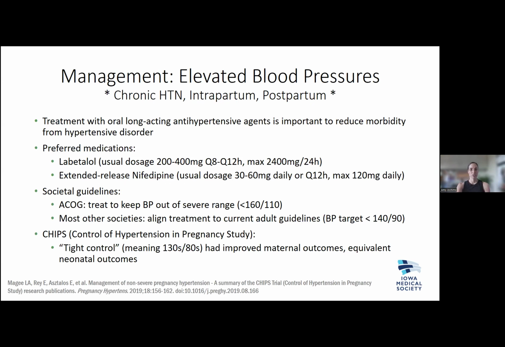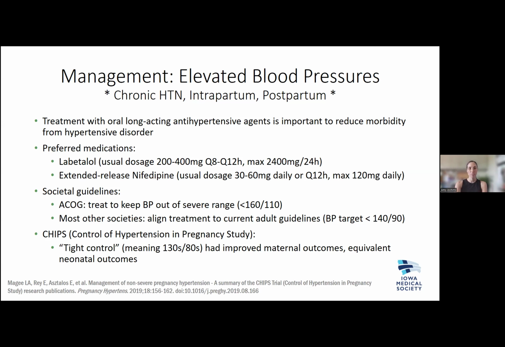Management of elevated blood pressure. I think this is one of the important take-homes out of this presentation: how do we prevent those things, seizures, strokes, that sort of thing, from happening. Here I'm talking a little bit more about elevated blood pressure, which is how to bring that blood pressure down. This is in the chronic hypertension, the intrapartum, and the postpartum. So this is not necessarily talking about the acute severe range. Long-acting oral antihypertensives have been shown to reduce complications.